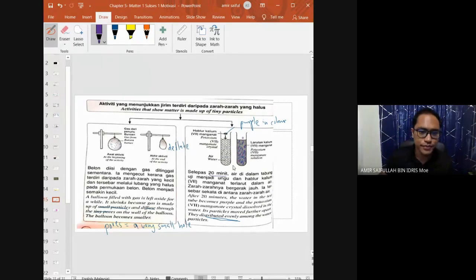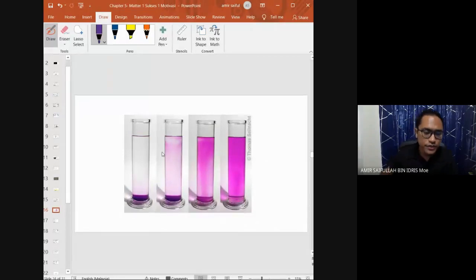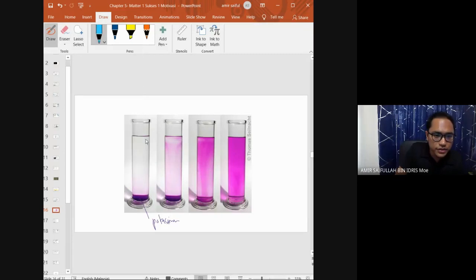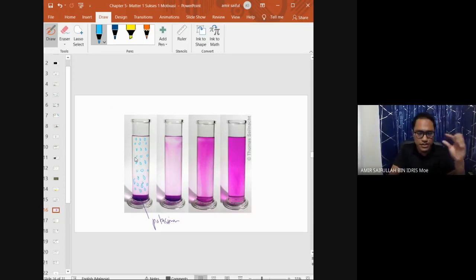Okay, so like this. This is the potassium manganate, but this is a liquid. You can see here are all the water molecules. Actually, between the water molecules, there are tiny spaces. This potassium manganate, after some time, can start to fill up the empty spaces.